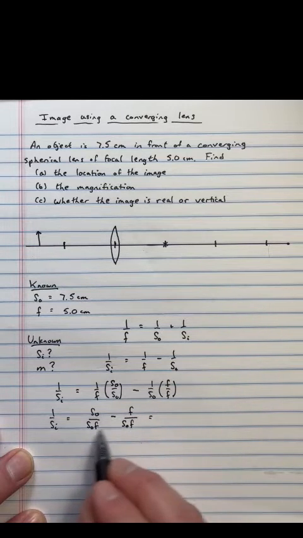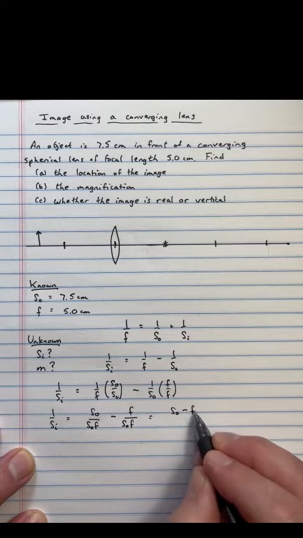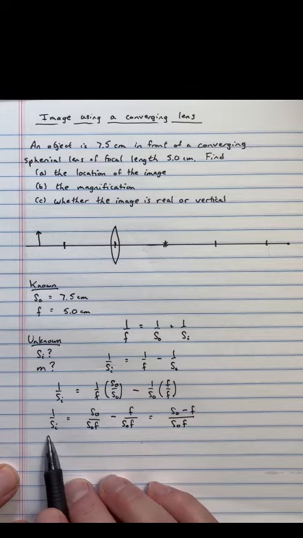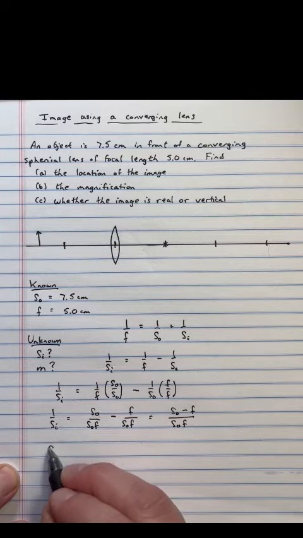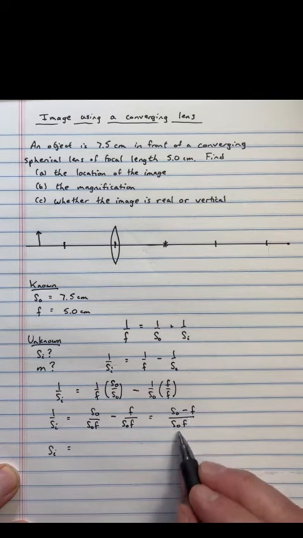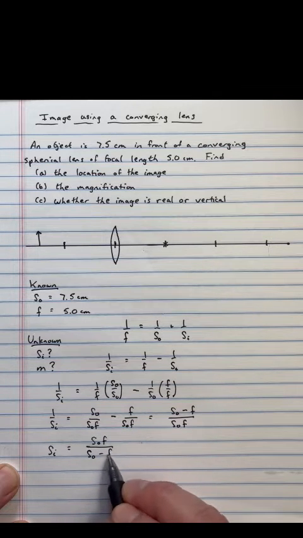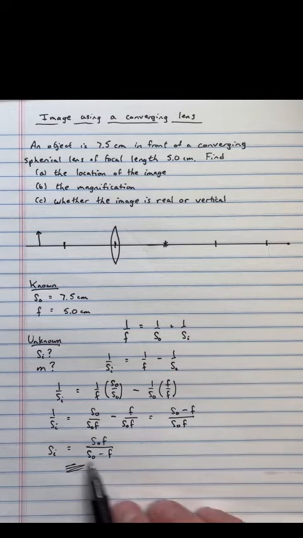And since I have the same denominator now in both cases, I can consolidate. SO minus F divided by SOF, like that. One more step for an algebraic solution. This isn't SI, this is 1 divided by SI, right? So flip everybody. So SI then, if I flip it, I have to flip this side as well. So SOF divided by SO minus F. And this is a pretty good common solution to know, right? So if I take this general formula and rearrange it for SI, I get that. So that comes in handy.